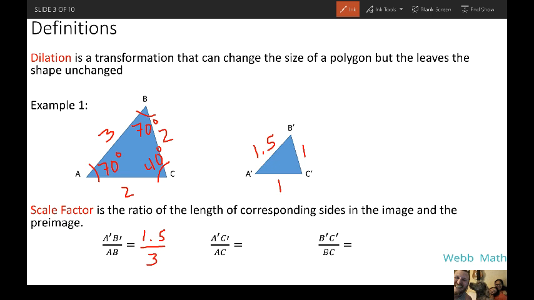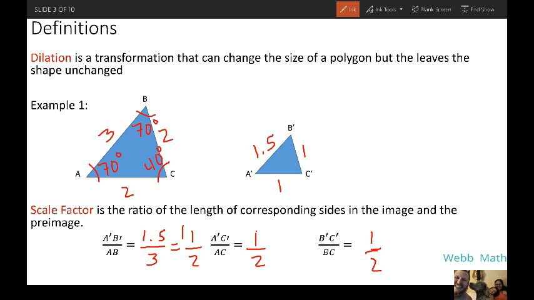Now, if we reduced, you would actually find out that is just 1/2. Let's look at A prime C prime. A prime and C prime was a distance of 1. And AC from the pre-image was 2. Oh, another 1/2. That's interesting. So let's look at the other sides. B prime C prime was a distance of 1. And BC in your pre-image had a distance of 2.